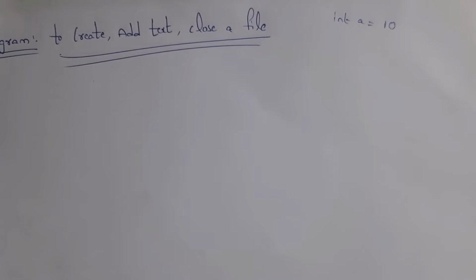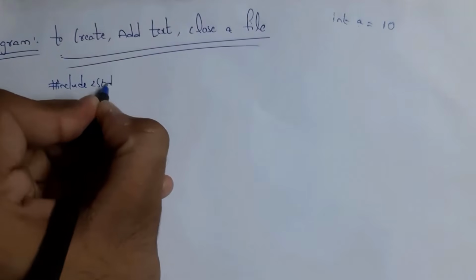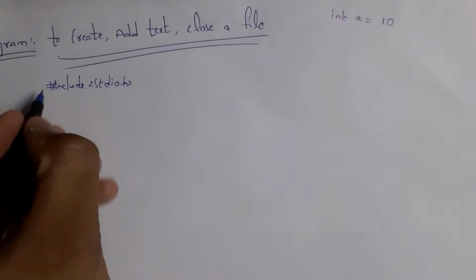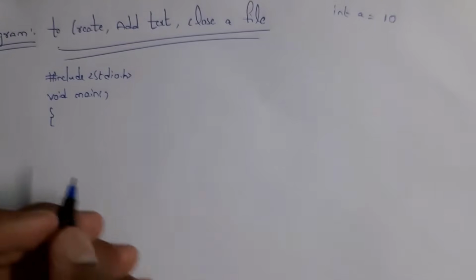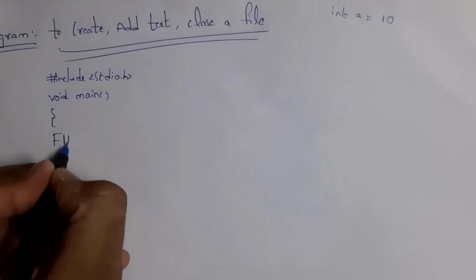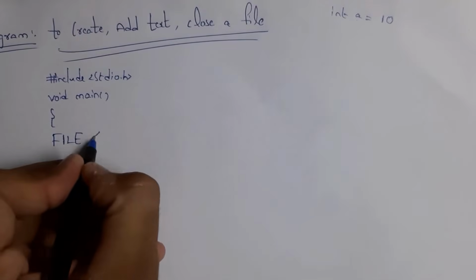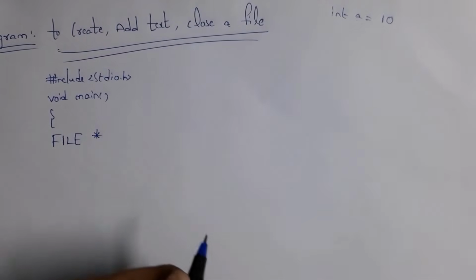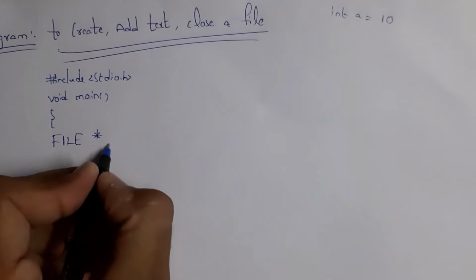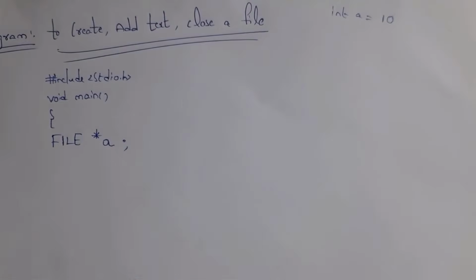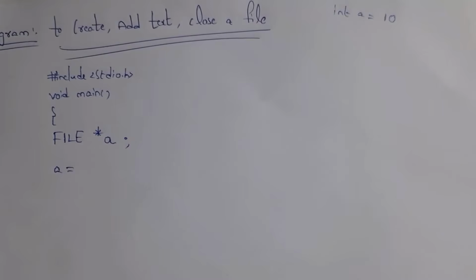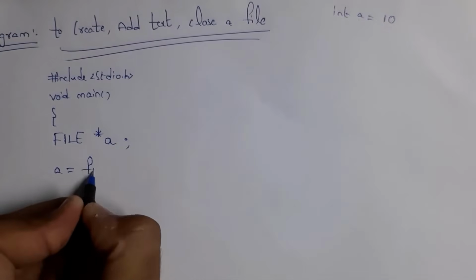and we will create a file by using FILE type. At first I need to write #include <stdio.h>. After that write void main. In order to create a file, we need to use the FILE type, FILE in capital letters. In order to create pointers, we need to use star. Star represents a pointer variable. I am taking the pointer variable name as a. After that write a equal to. We can create a file by using the fopen function, where fopen stands for file open.